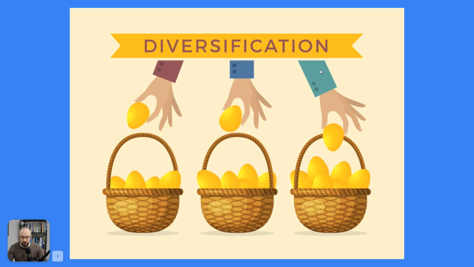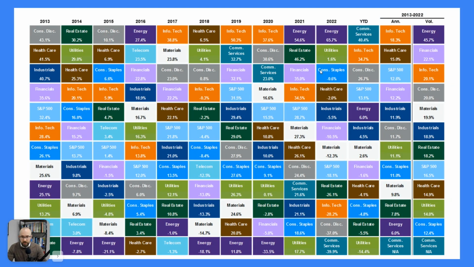When we talk about that, diversification can look a lot of different ways. This would be a chart of diversification in stocks. Some of you might have heard this called the jelly bean chart because it's got a bunch of different colors on it. But what you're looking at here are the main sectors of the S&P 500 from 2013 to 2022. What you'll see is the average annual return and then the volatility.